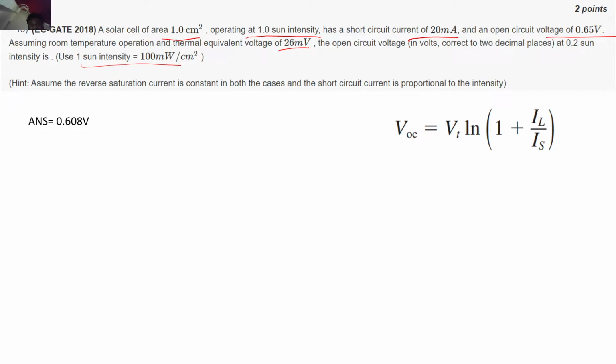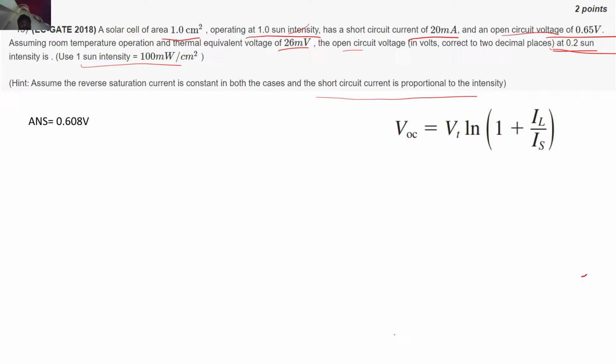Now what they are asking is that, I am giving you the open circuit voltage for this value of the power density. Now I want you to calculate the open circuit voltage, but I have changed the intensity of the light hitting the solar cell. I have reduced my power intensity by a factor of 5, because the 1 sun intensity became 0.2 sun intensity. So now a small hint has been given to us: assume the reverse saturation current is constant in both the cases and the short circuit current is proportional to the intensity.